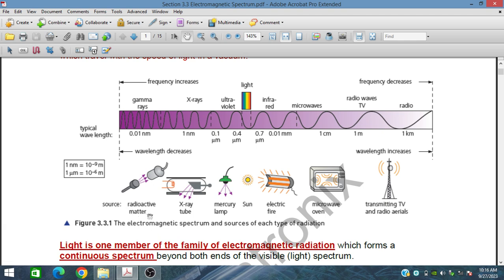Now the sources. For X-rays we have the X-ray tube, and gamma rays come from radioactive materials. Light comes from simple mercury lamps, and the sun creates this band. Electric fires, microwave ovens, and transmitting TV and radio aerials are also sources. So these are some of the sources which generate this kind of electromagnetic spectrum.